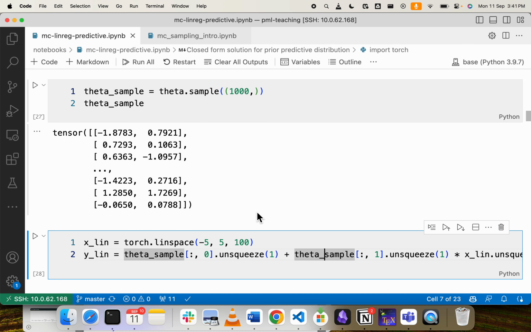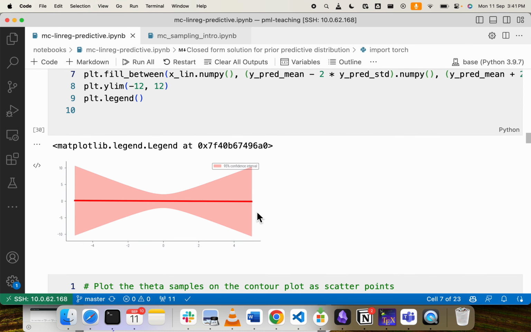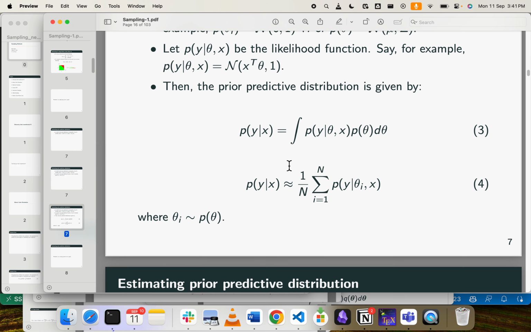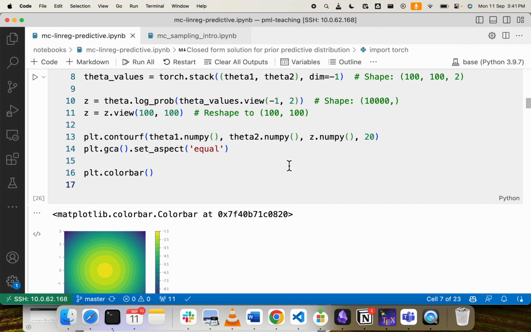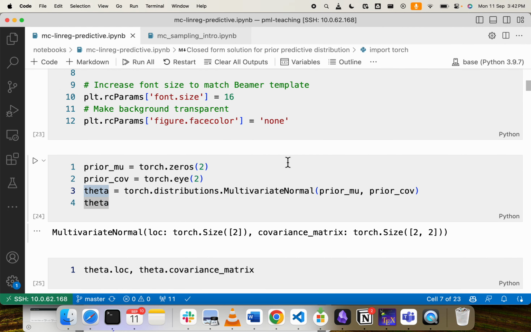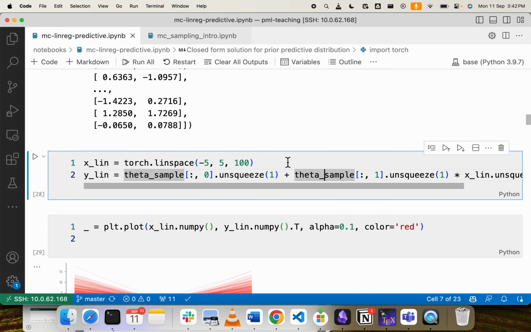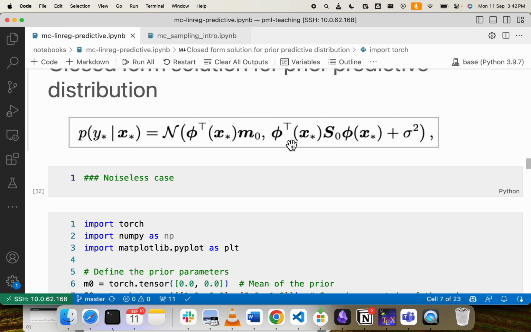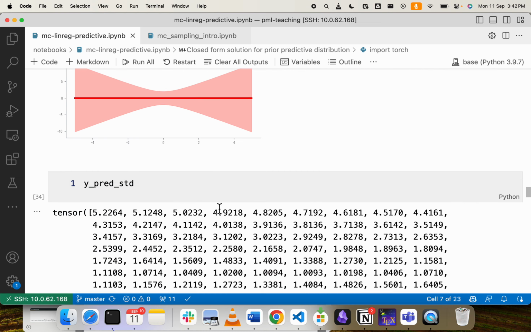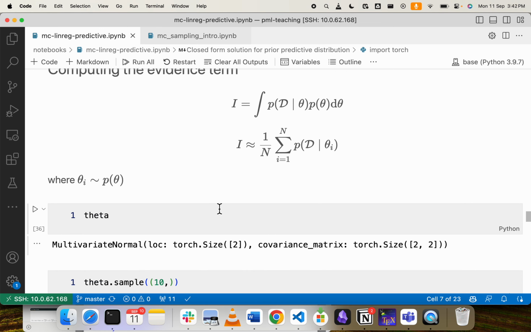So the advantage of MC sampling is that, for this particular case of linear regression, we knew this closed form expression, right? If the prior is a normal and the likelihood is also normal, we know that this is the predictive distribution. But if the prior is not a normal distribution, in general we cannot obtain such closed form solutions. So we have to resort to Monte Carlo simulations, and I am showing a particular example here.